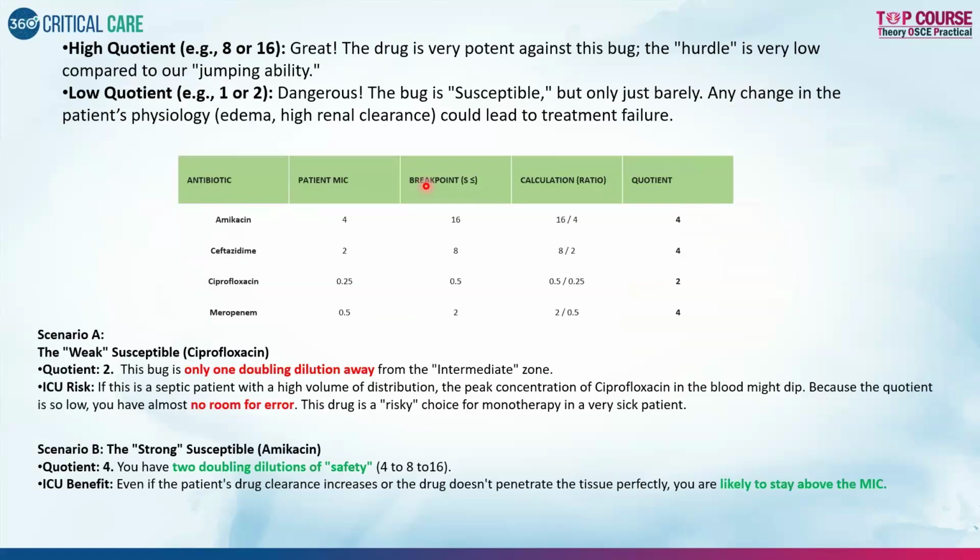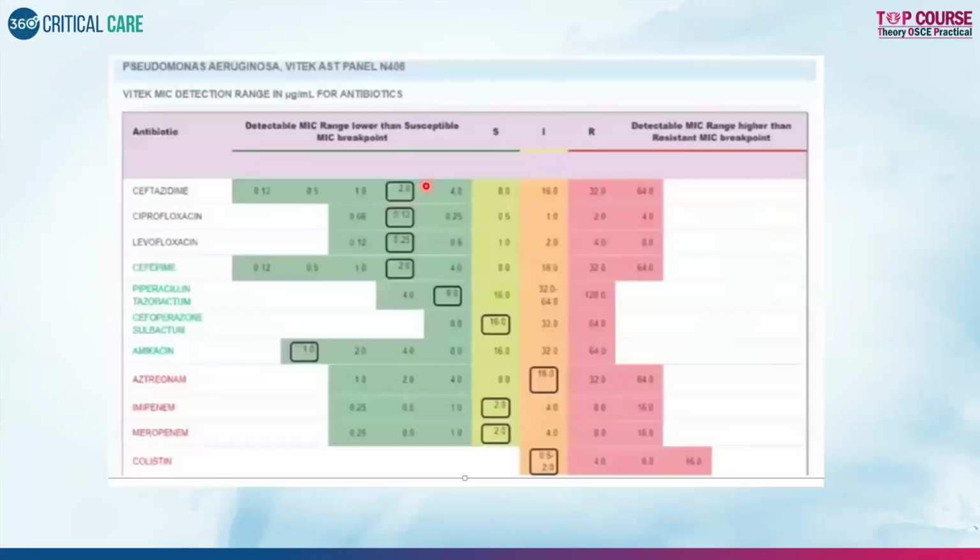Again, the quotient number is 4, but the number of dilutions required to reach that 4 will be different. If you see meropenem, 2 divided by 0.5, that is at least 3 dilutions. And if you take ceftazidime, 2, 4, and 8 probably, that will be 3 dilutions. So ceftazidime might be a little better choice. Here both meropenem and ceftazidime would have an equal fight. So for us to come to an understanding, we need to have this chart.